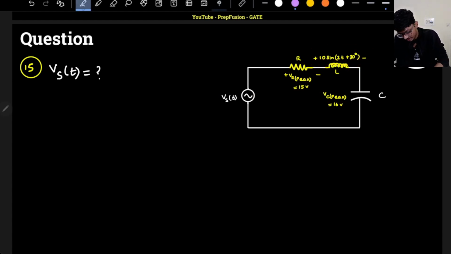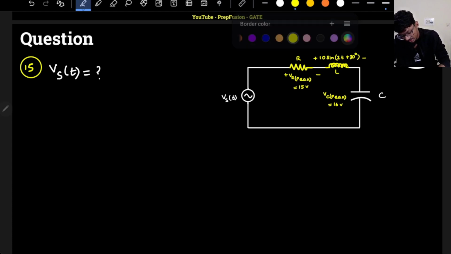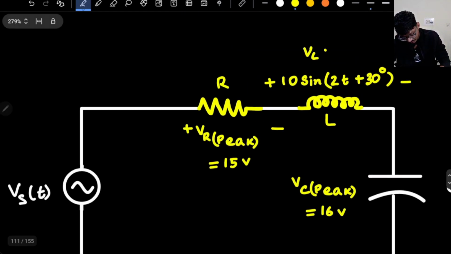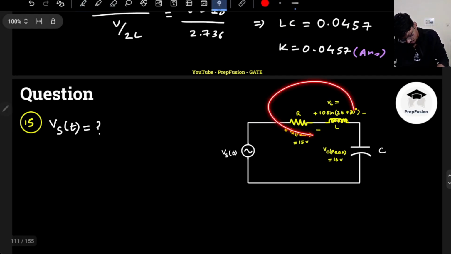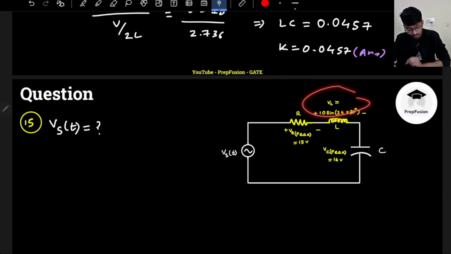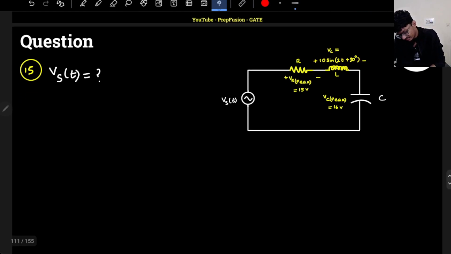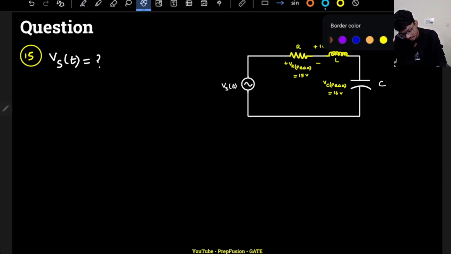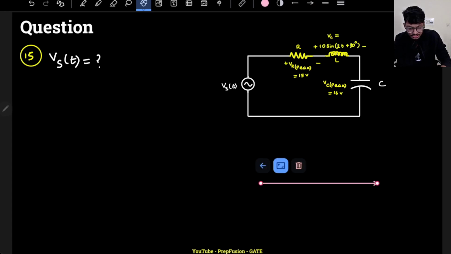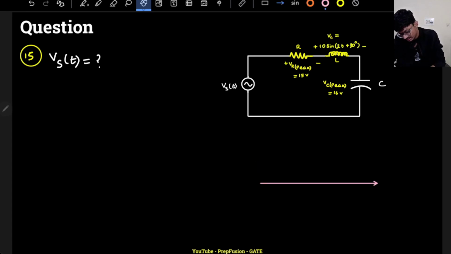So this is my VL of t. What you should be careful about is, should you choose their reference? That is a question. So let's first choose their reference. What is the reference? Reference is 2t plus 30. Let's choose VL as reference only. So if VL is reference, because angle they have given only for VL, for none of the other quantities they have just mentioned the peak values. So VL is reference, correct?